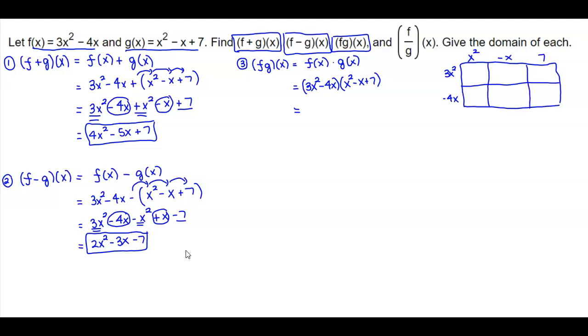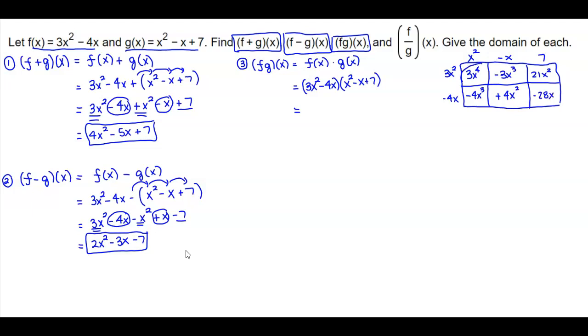So we're going to find the area of the first square. 3x squared times x squared is 3x to the 4th. 3x squared times minus x is minus 3x cubed. And 3x squared times 7 is going to give us 21x squared. Negative 4x times x squared is going to give us negative 4x cubed. Negative 4x times negative x is going to give us positive 4x squared. And negative 4x times 7 is going to give us negative 28x.